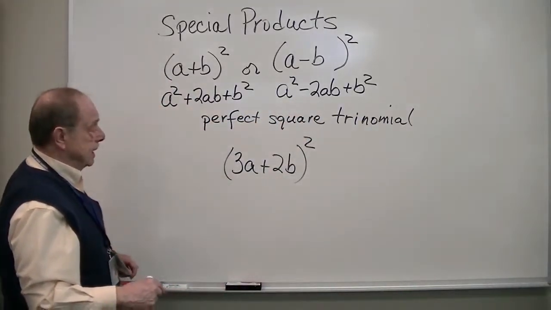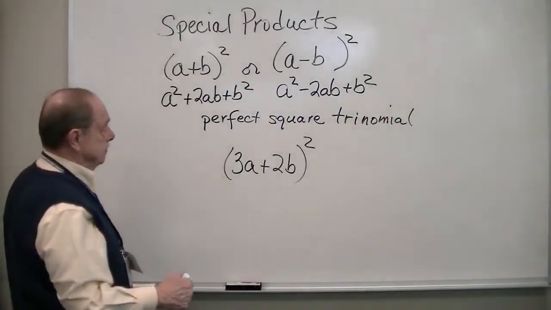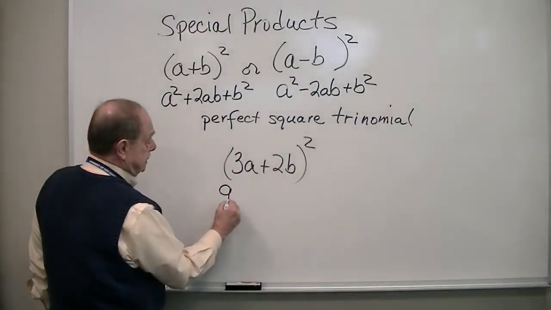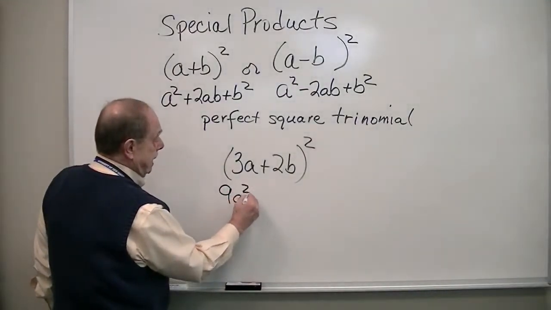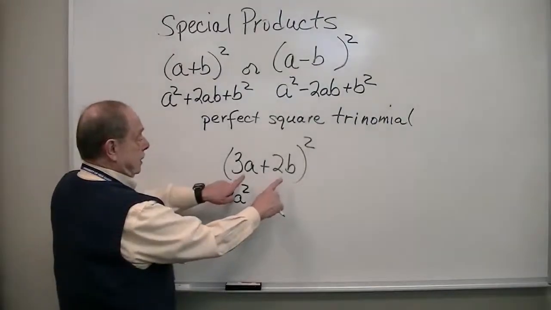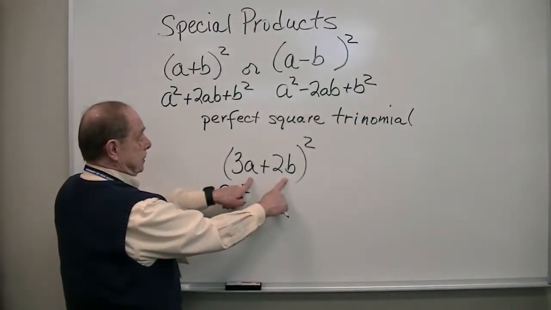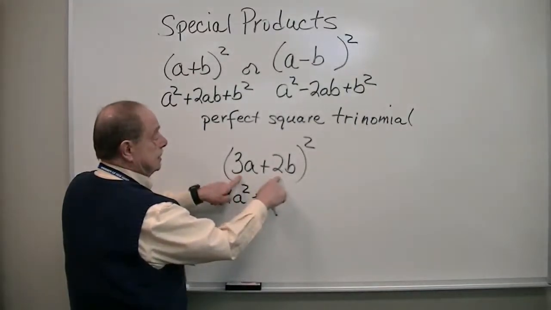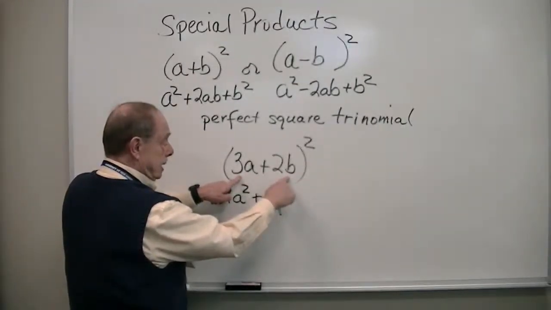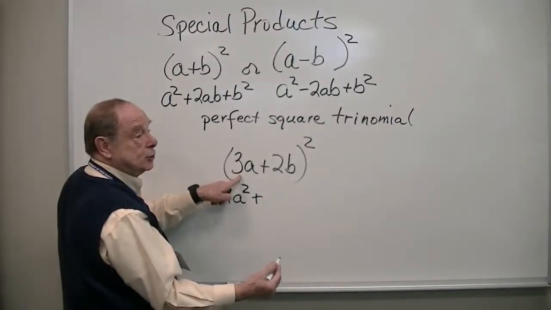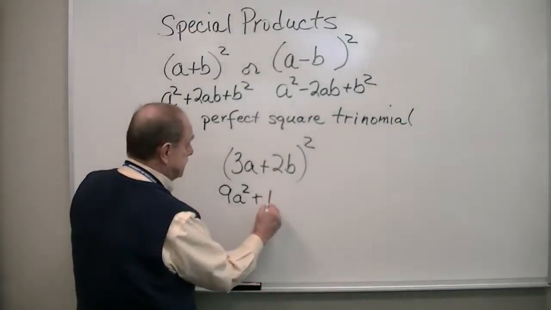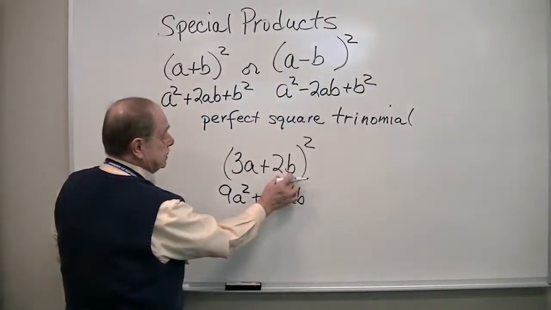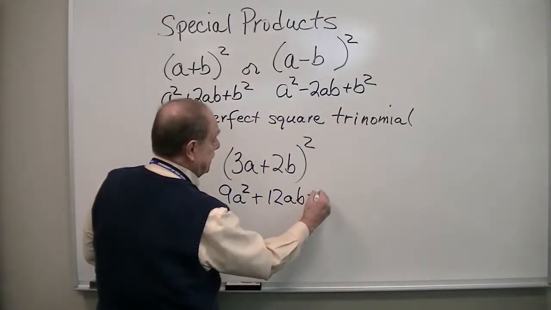So let's try an example using this technique. We square the first term. That gives us 9A squared. We're going to multiply these two terms together. It's going to be a plus, and 2 times 3 is 6AB. Now we're going to times it by 2, or double it. That gives us a 12AB. And then we square the last term.